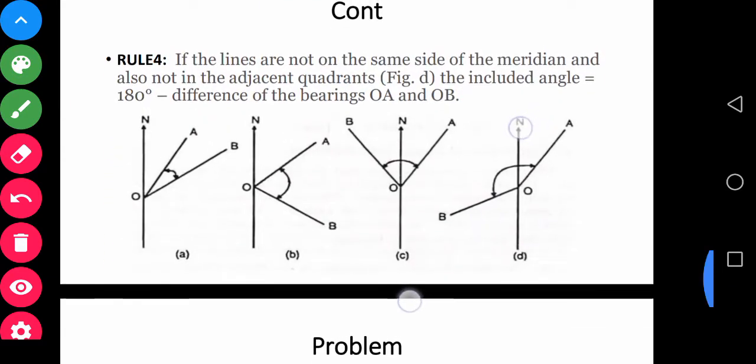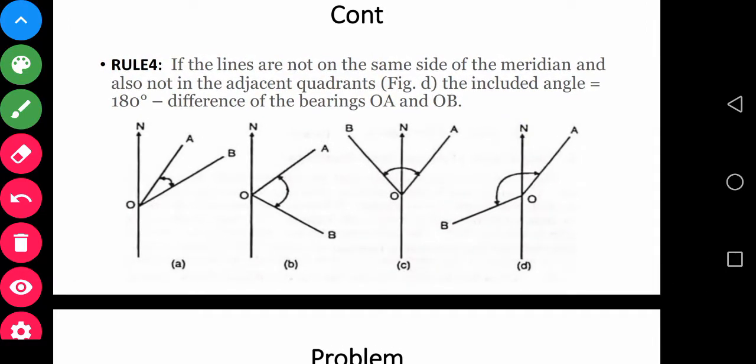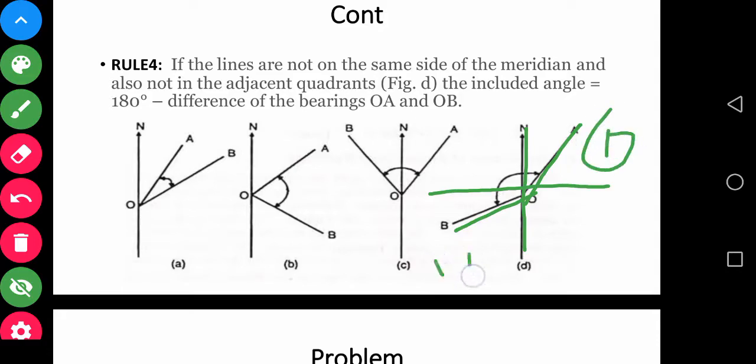And in rule 4, or case 4, if the lines are not on the same side of the meridian and also not in an adjacent quadrant, like in figure D, this is our meridian, as we are discussing. So line OA is on the right side of the meridian and OB is on the left side of the meridian, and this is in the first quadrant and this is in the third quadrant. So they are not in adjacent quadrants, as in case C.